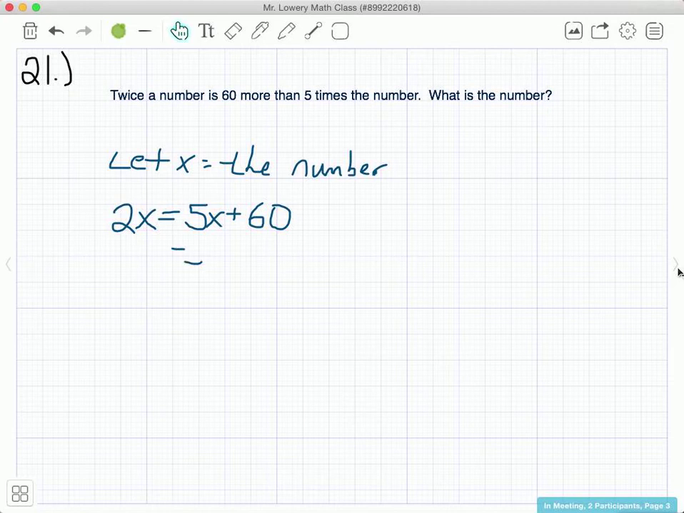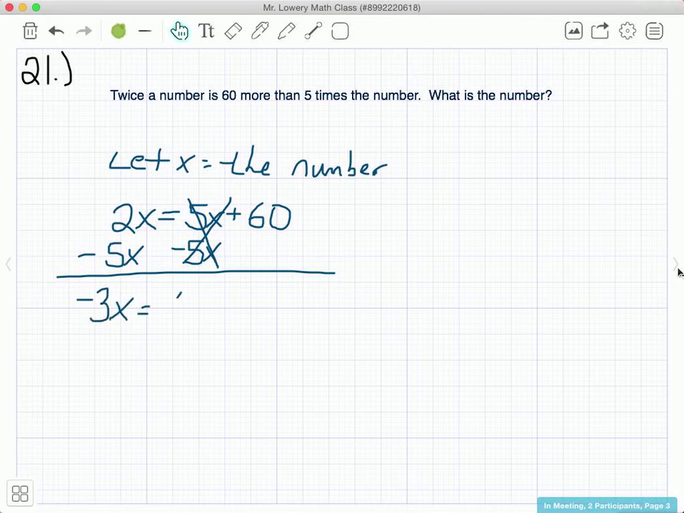We're going to subtract 5x from the right side, subtract 5x from the left side. And these cancel out, and we get 2x minus 5x is negative 3x equals 60. Divide by negative 3. Divide by negative 3, and we get these to cancel. We have a positive divided by a negative, so our answer is negative. And 60 divided by 3 would be 20.